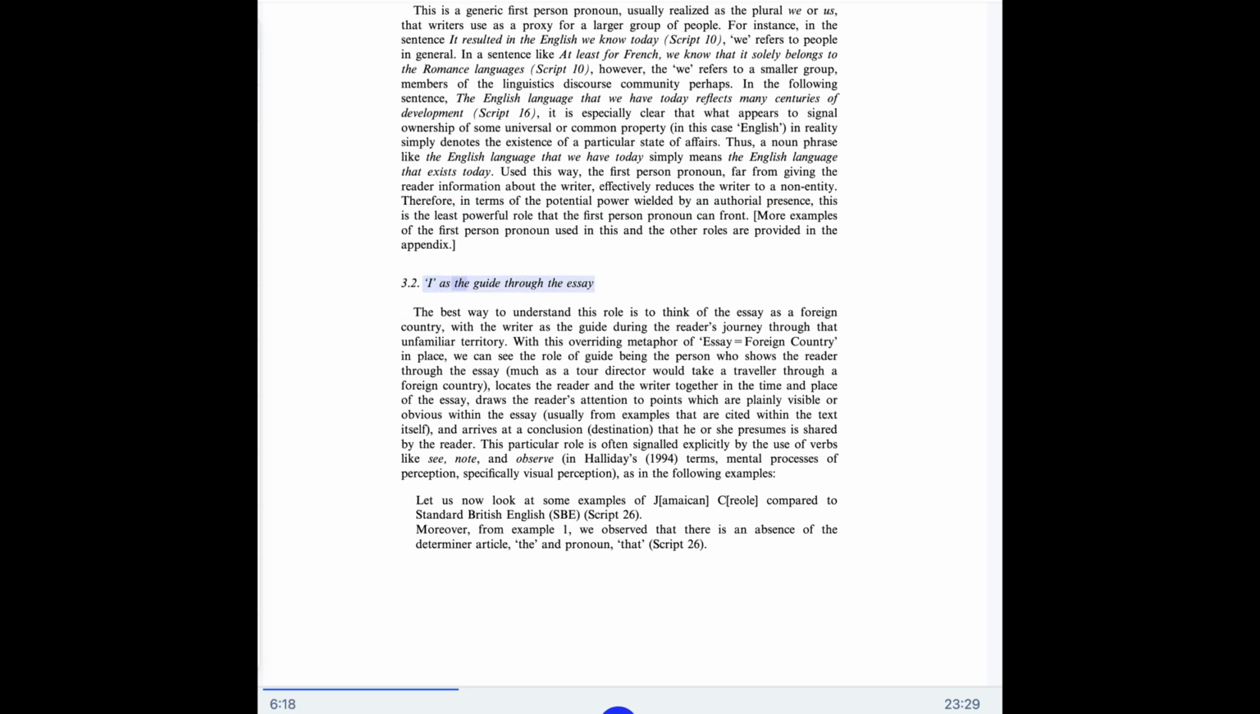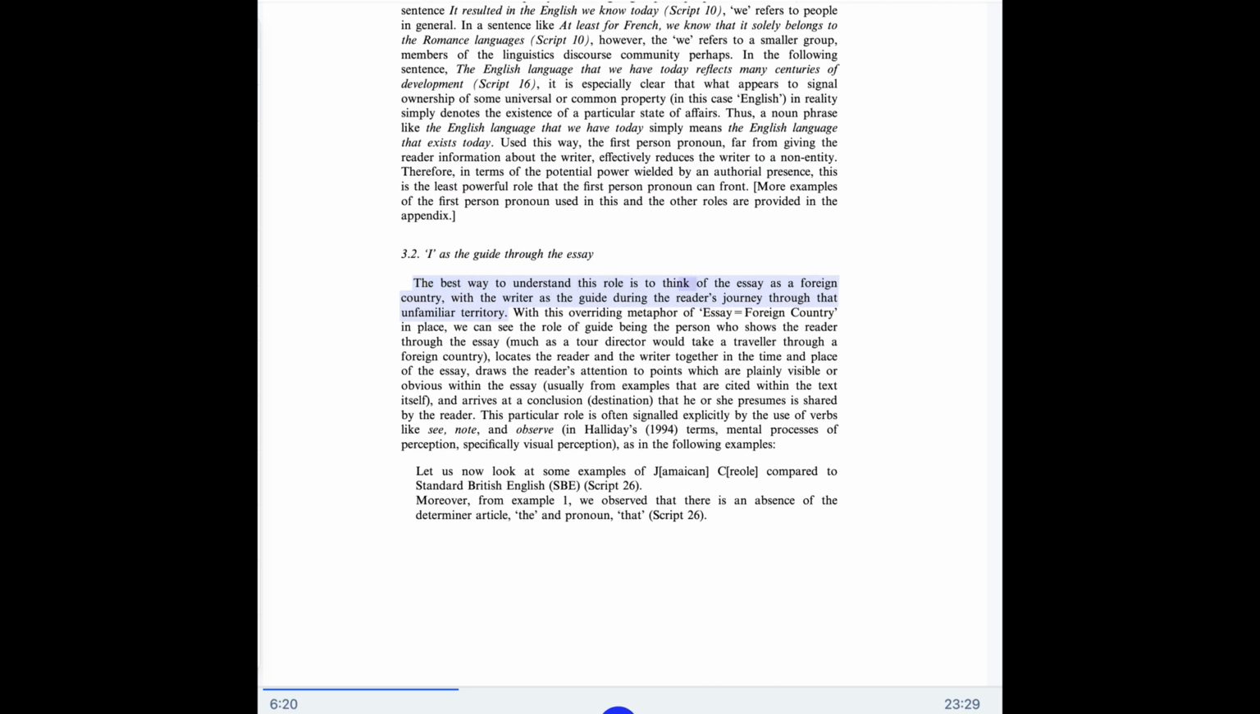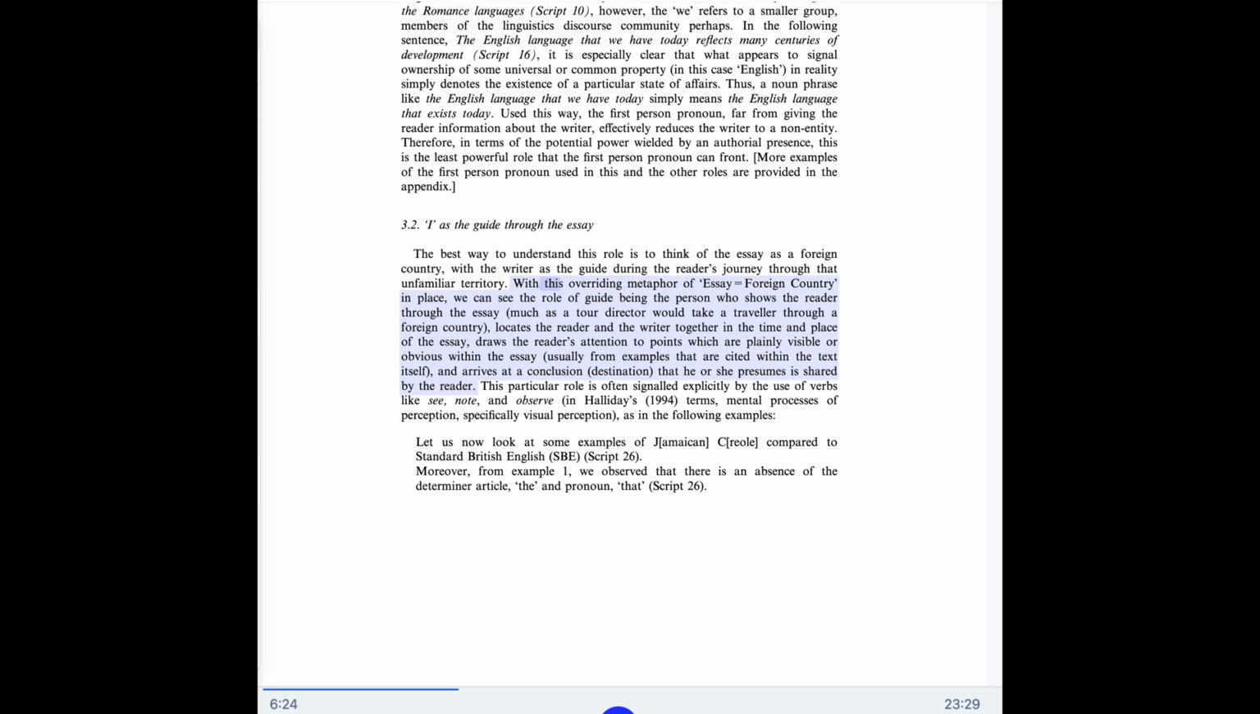3.2. I as the guide through the essay. The best way to understand this role is to think of the essay as a foreign country, with the writer as the guide during the reader's journey through that unfamiliar territory. With this overriding metaphor of essay equals foreign country in place, we can see the role of guide being the person who shows the reader through the essay, much as a tour director would take a traveler through a foreign country. The guide locates the reader and the writer together in the time and place of the essay, draws the reader's attention to points which are plainly visible or obvious within the essay, usually from examples that are cited within the text itself, and arrives at a conclusion or destination that he or she presumes is shared by the reader.